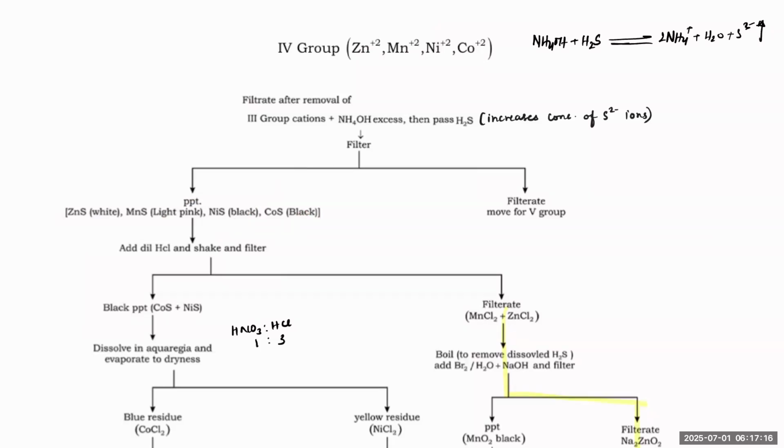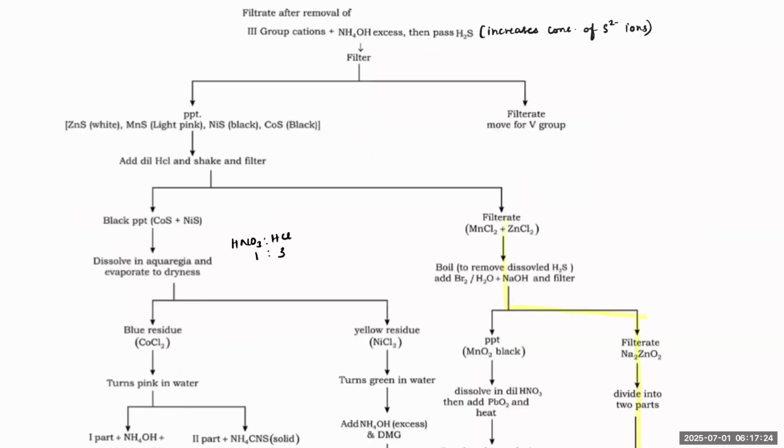Now, if a PPT has come, then you add some amount of dilute HCl and shake it again. If at all these precipitates get dissolved in HCl, then it has to be manganese and zinc because they are the ones which will get dissolved to form chlorides here. And if they are not getting dissolved and remain as black precipitates, as sulfides only, correct? Then that has to be cobalt and nickel. Thereafter, you would add aqua regia to this solution. Aqua regia is a 1 to 3 molar ratio of HNO3 and HCl.